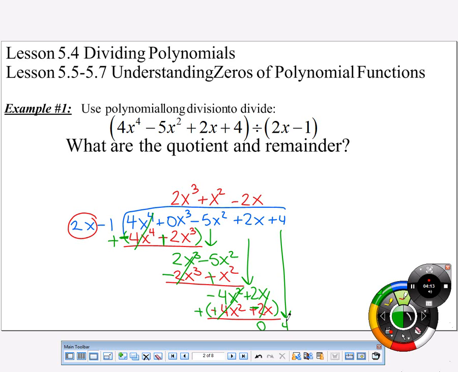to bring down. Now, 4 is my remainder because the degree of 2x is greater than 4. So, like, I can't multiply by x to, like, negative powers. That's not going to work. So I'm kind of stuck here. So we're going to write our answer as 2x to the 3rd plus x squared minus 2x.